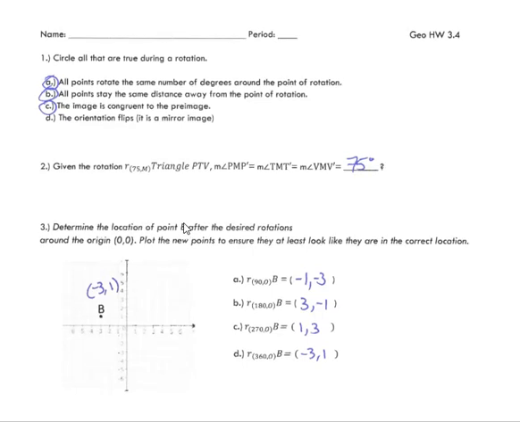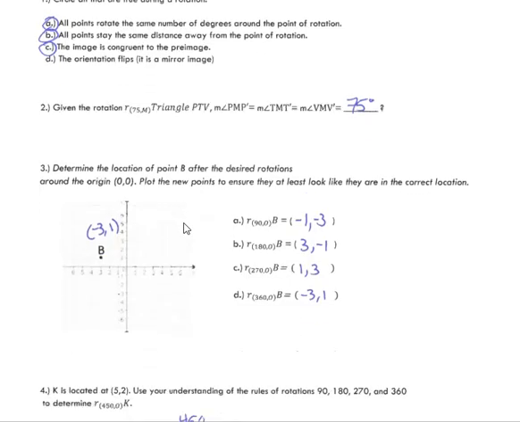Now for your homework, circle all that are true about rotations. All points rotate the same number of degrees around the point of rotation. Yeah. All points stay the same distance away from the point of rotation. Yeah. Meaning like A and A prime will be the same distance, B and B prime will be the same distance. The image is congruent to the preimage, yes, and the orientation flips, no.